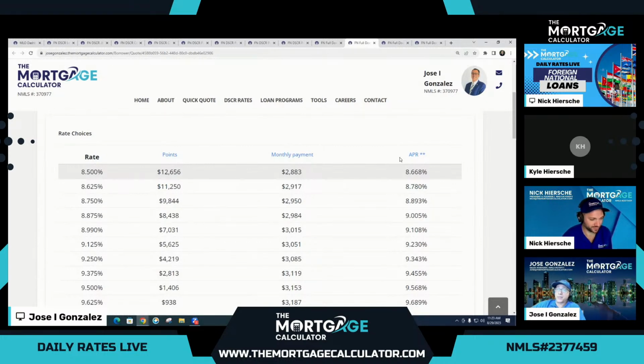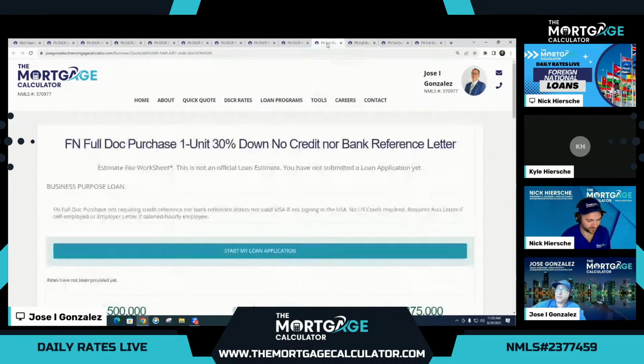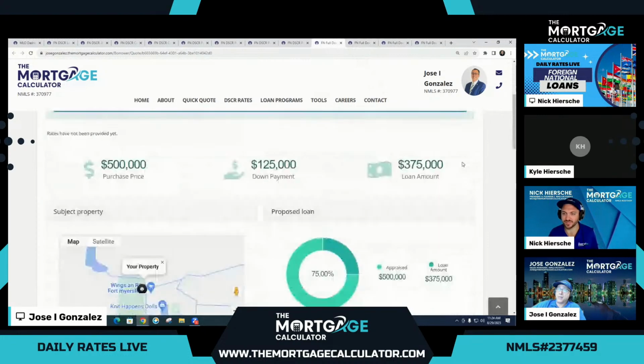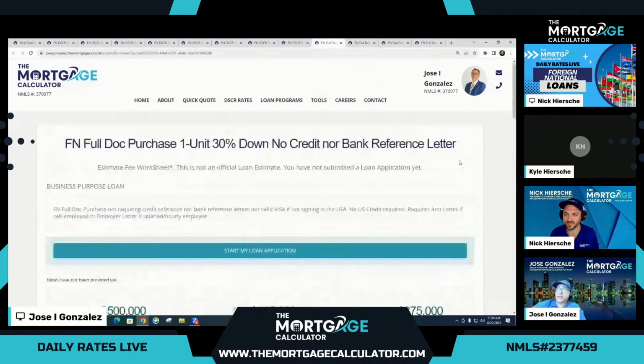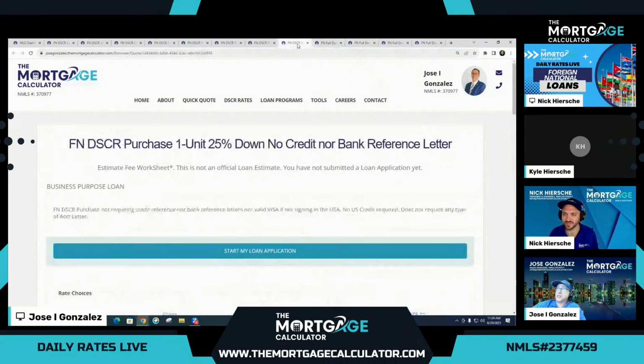So again, pretty good options there. 9.625 lowest cost option and 8.5 lowest rate option. And this is the same option, and the rate didn't print. Okay, we'll go to the next one.